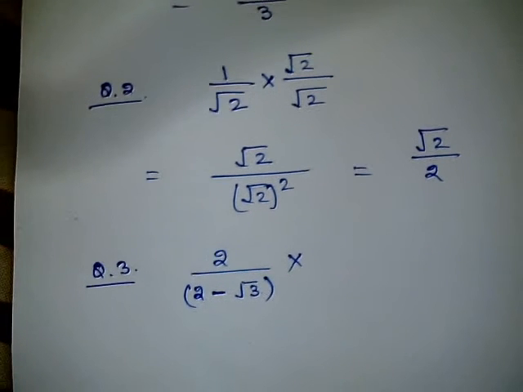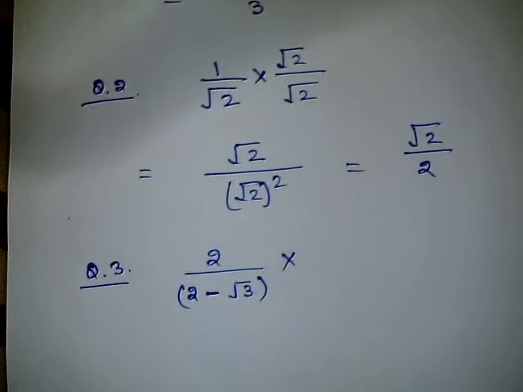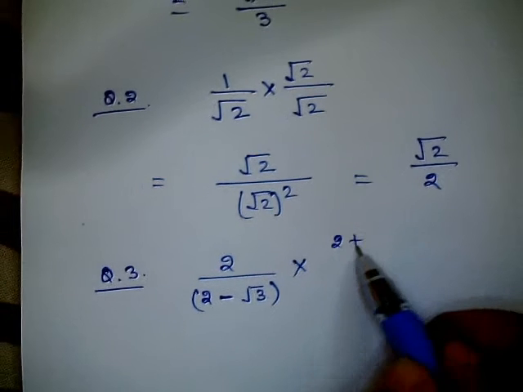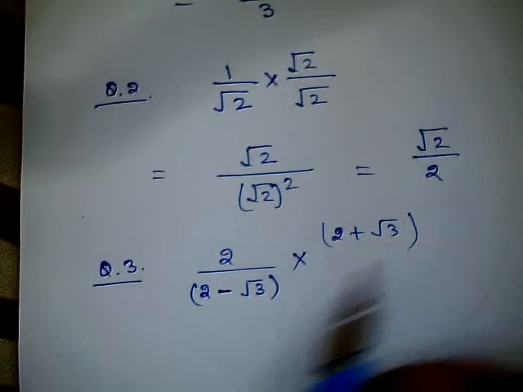In this question, a negative sign is there, so I need to multiply with the conjugate of that. Conjugate means if it is negative, I will multiply with the positive, and if it is positive over here, I multiply with the negative.